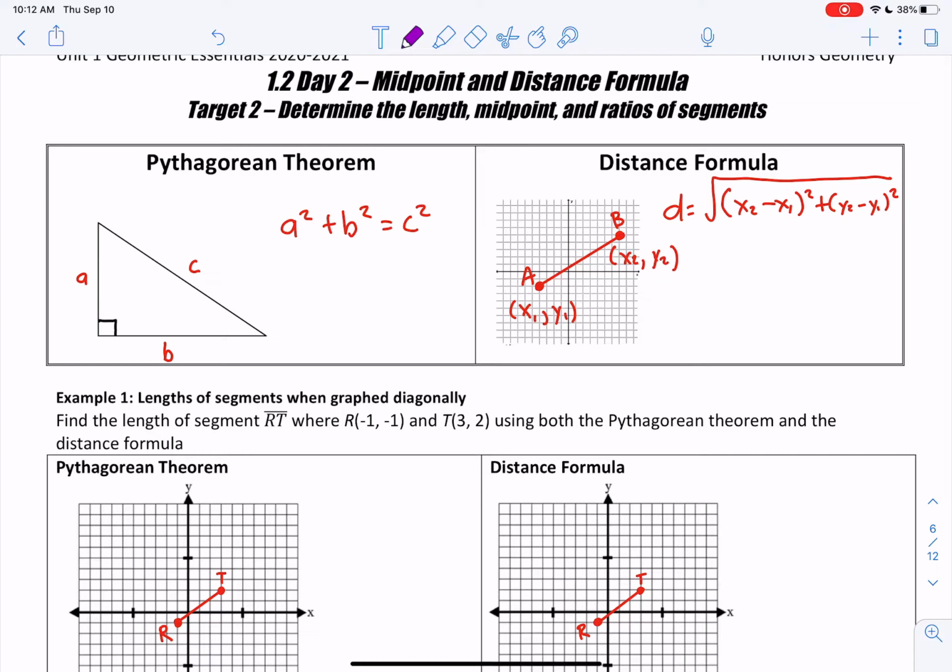Today we are going to be learning about the midpoint and the distance formula. We are still in target 2 right now, and so we're talking about line segments. And again, today we're going to focus on midpoint and distance formula.